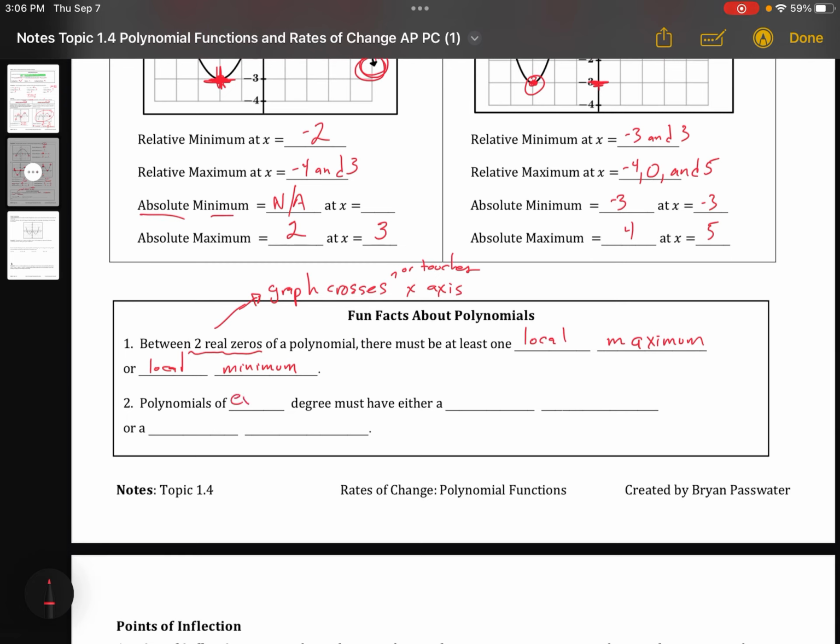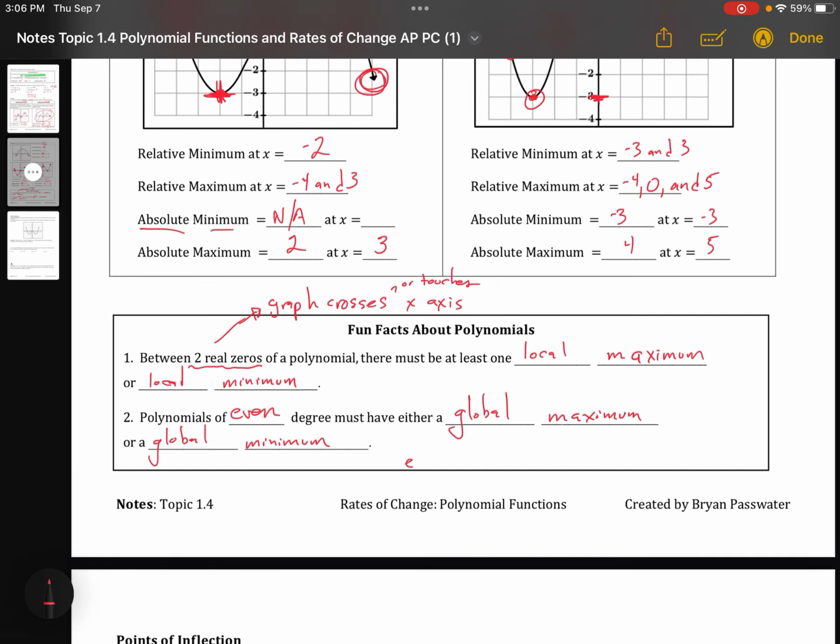All right. Now, polynomials of an even degree must have either a global maximum or a global minimum. And the reason for that is end behavior. Just a reminder, if we have an even degree polynomial, what that means is our end behavior is either going to be up, up, or down, down. Okay? That was something that you were taught last year. So because we have either up, up, or down, down, that means that no matter what the graph does anywhere in here, we're going to have a global minimum or a global maximum. No matter what the graph does in between those two end behaviors, we'll have those. Okay?